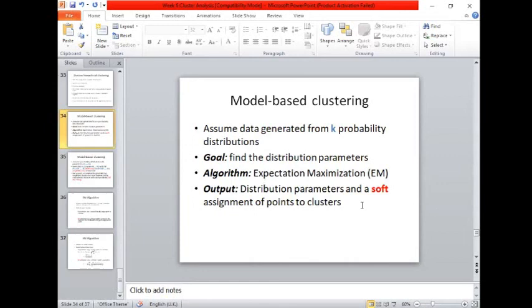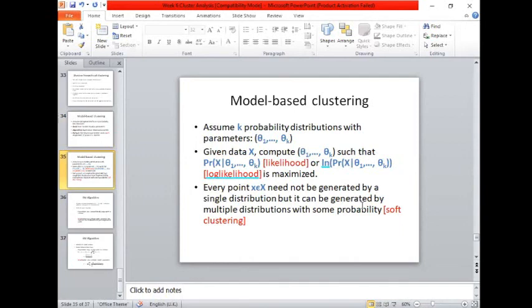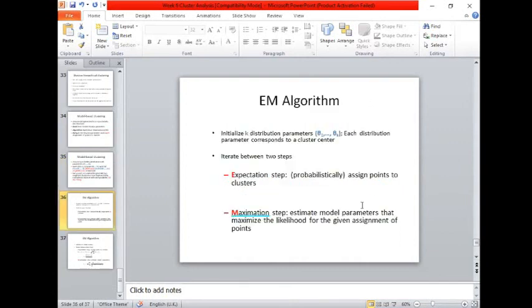Also, model-based clustering assumes that the data are generated from k probability distributions. The goal of model-based clustering is to find the distribution parameters, the algorithm is expectation maximization, and the output is the distribution parameters and a soft assignment of points to clusters. It assumes k probability distributions with parameters and, given data, computes the likelihood, where the log likelihood is maximized. Every point need not be generated by a single distribution, but can be generated by multiple distributions with a sum of the probabilities.